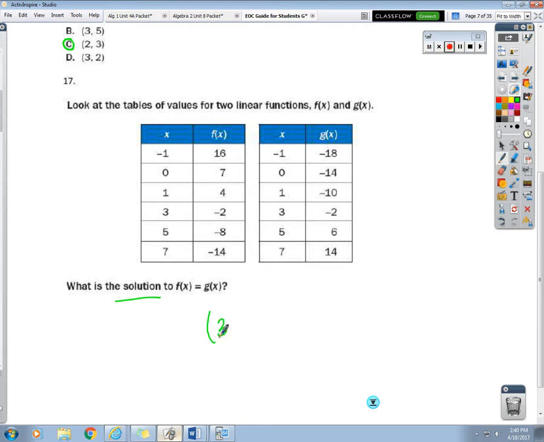(3, -2). Isn't that the point they have in common? That's their solution. That's where they would intersect. But you can't actually graph them this time because they didn't give you the equations. Okay, next page. Pay attention.